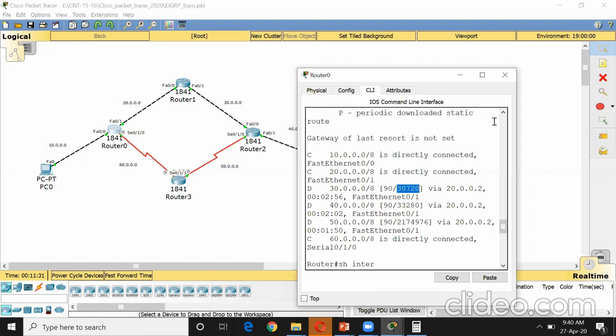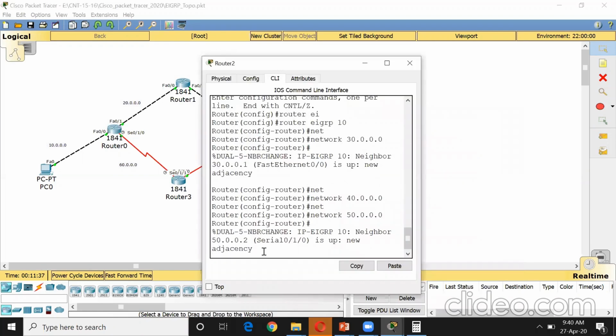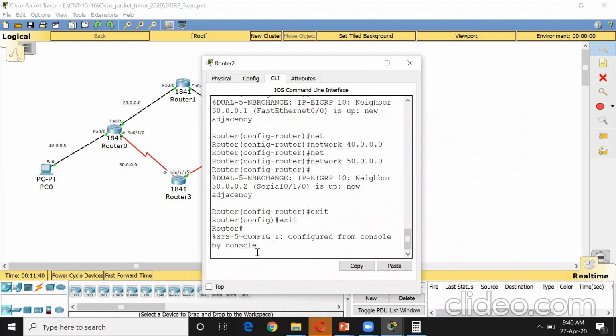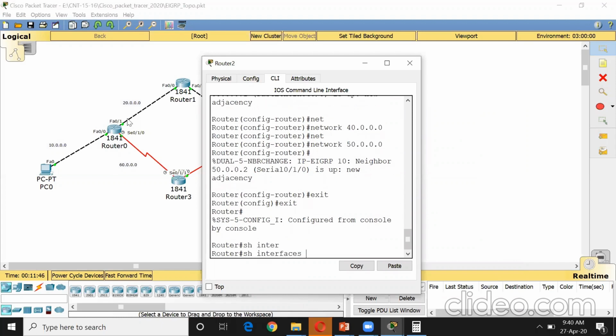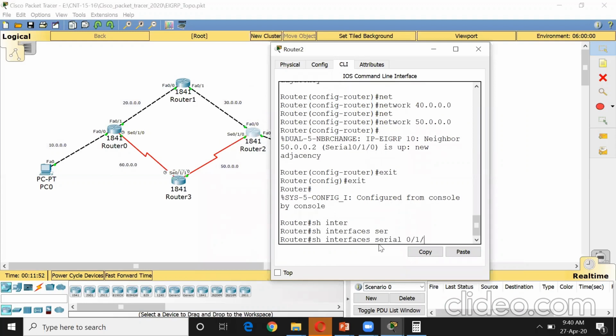If you want to check, what you have to do, click on this router and exit, and give the command show interfaces. Give the interface name, that is serial 0/1/0.